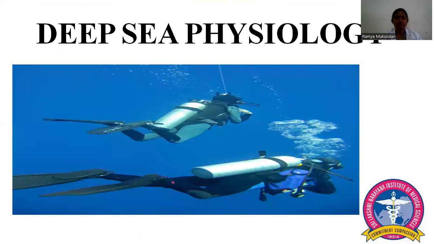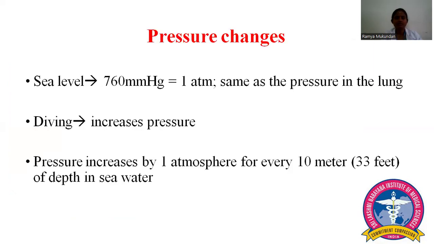Deep sea physiology. The topic consists of various aspects of what happens under the depth of the sea, that is, the changes in the atmospheric pressure, the effect of the change in the atmospheric pressure on the human body, then the reversal of the changes when a subject or a person ascends from the depth to the sea level. We'll be dealing with all this one by one.